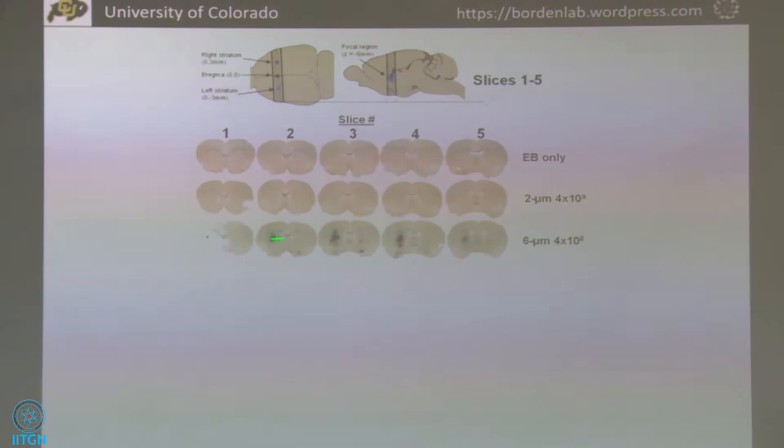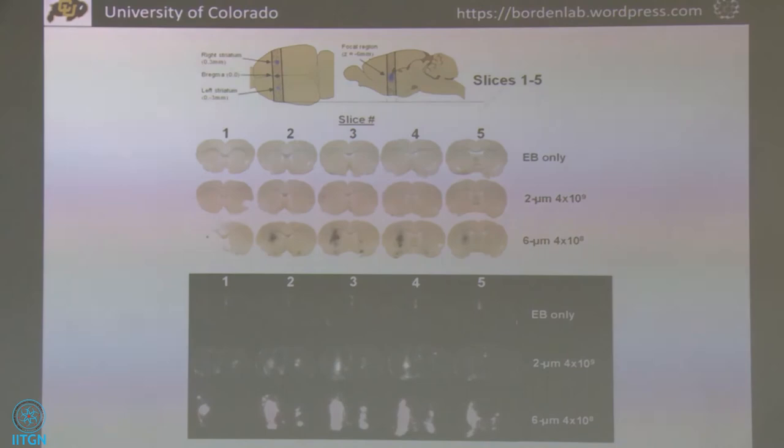The imaging system is better than just your eye for visualizing the Evans blue, because it can use infrared, and the Evans blue dye actually fluoresces. Here are the same brain slices. No Evans blue without bubbles, but we get Evans blue with bubbles, 2 and 6 micron, and you can see that nice spot here in particular, 2 micron. So it is effective, with 6 micron being much more effective, even at an order of magnitude lower concentration.